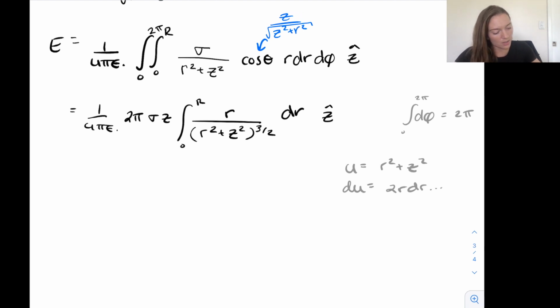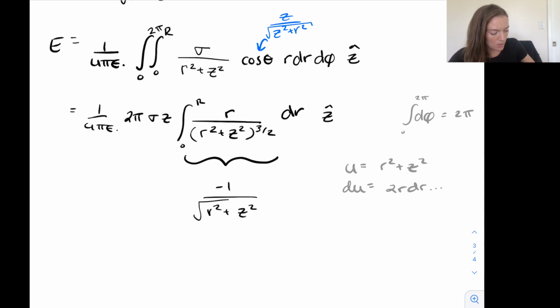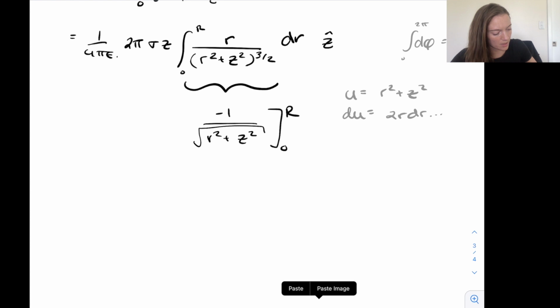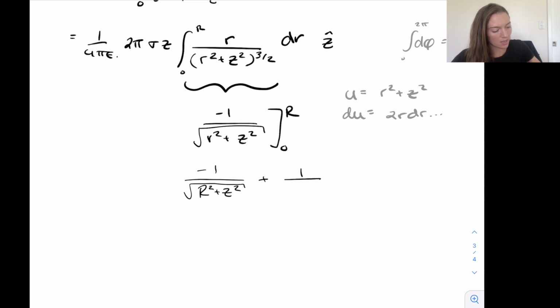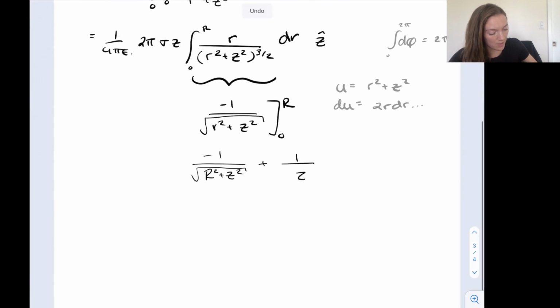All right, so this integral will come out to -1 over the square root of r squared plus z squared, from 0 to capital R. Now we plug in the R and the 0, and we'll end up with -1 over the square root of R squared plus z squared, and then minus a negative, so we have plus 1 over the square root of 0 plus z squared, which would just give us z.